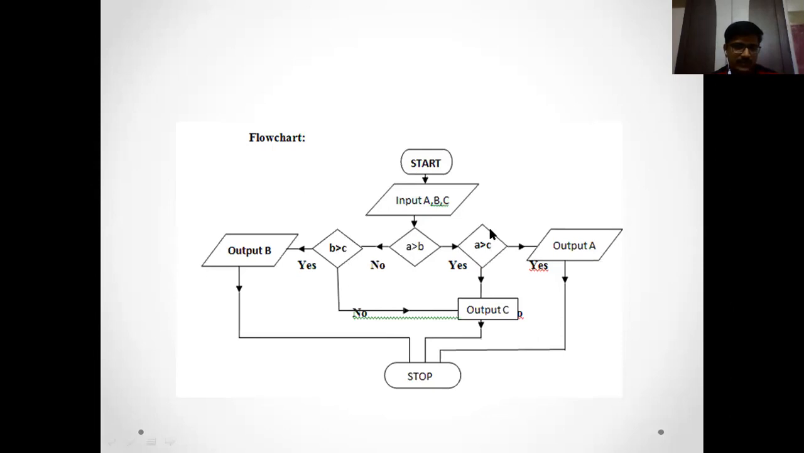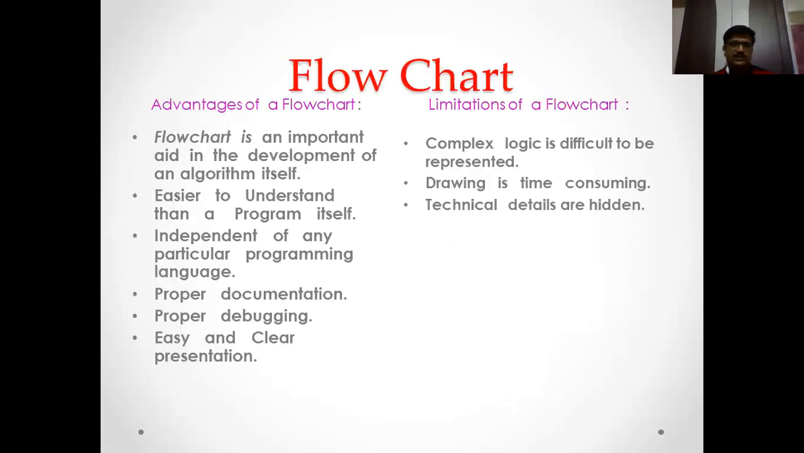Always, for any decision box, there will be one input line and two output lines. One input, two outputs. Okay, right. So this is how the flowchart is. Now let us see the advantages and limitations of the flowchart.